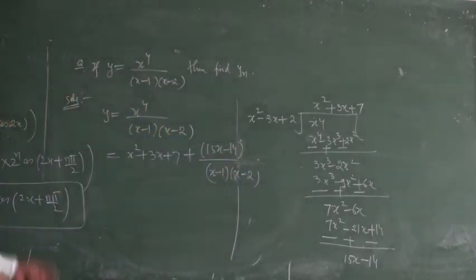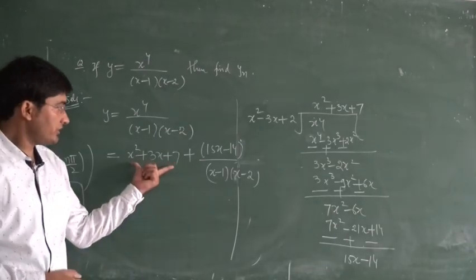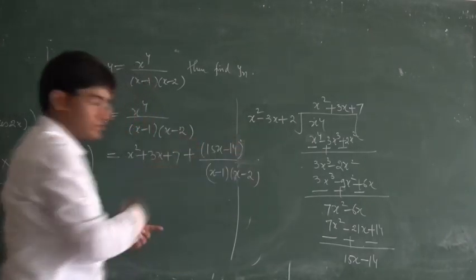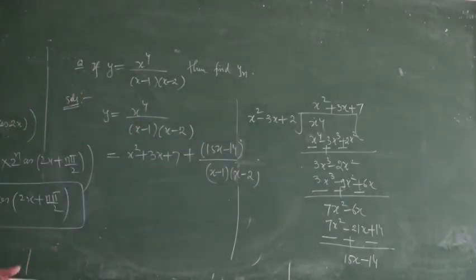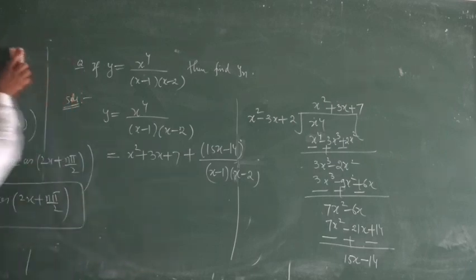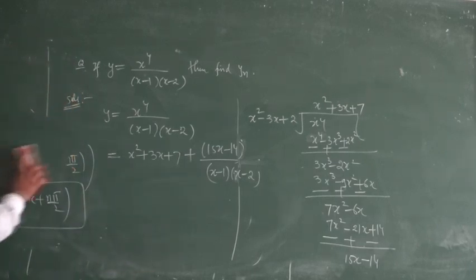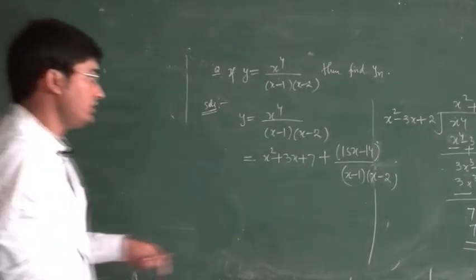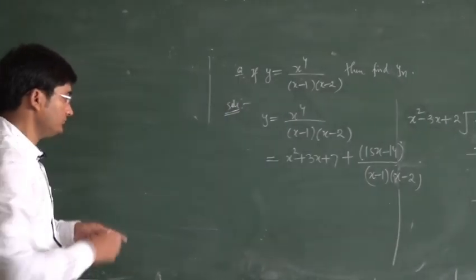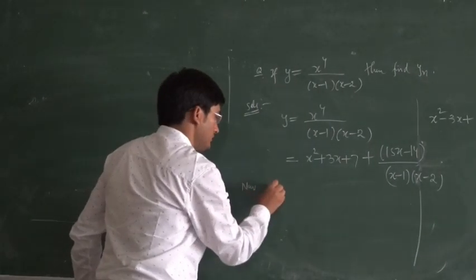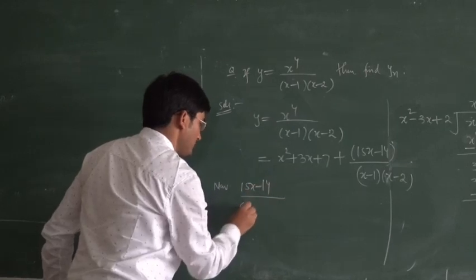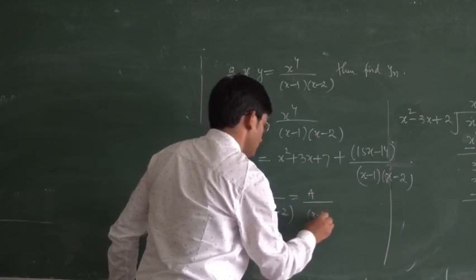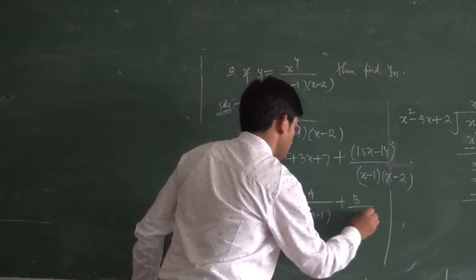Okay. Now as we have to differentiate n times, the nth differentiation of this polynomial term will be 0. So we have to find the nth differentiation of this term, that means 15x minus 14. For that, let us take the partial fraction of 15x minus 14 upon this term. So 15x minus 14 divided by x minus 1 into x minus 2 is equal to a upon x minus 1 plus b upon x minus 2.